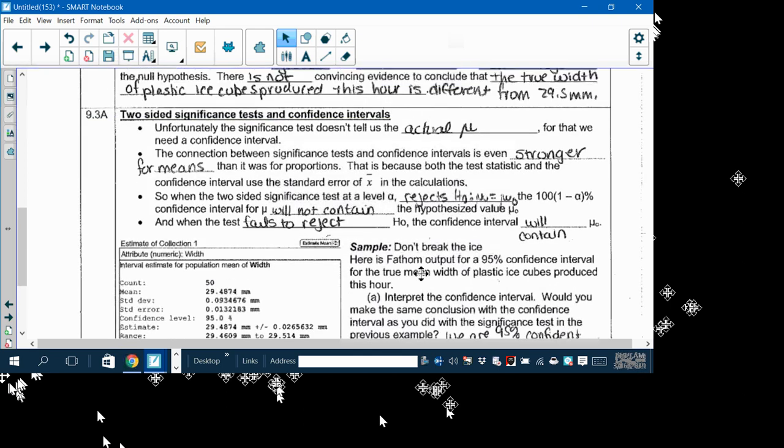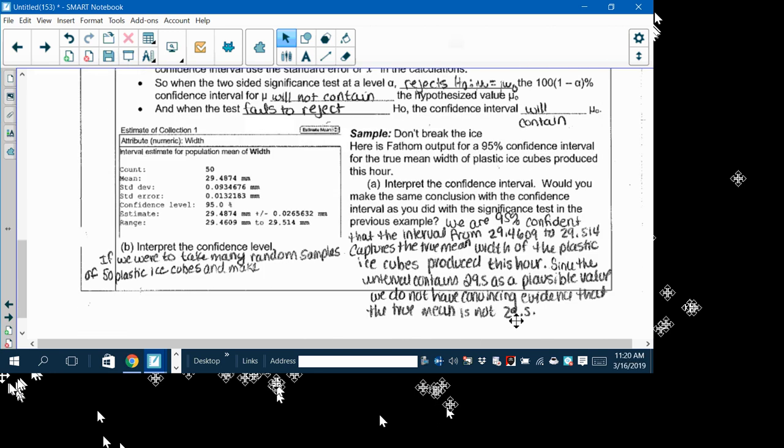But we're going to do this. A two-sided test at a 5% significance level is the same as a 95% confidence interval. They give similar information about the population parameter, but it's more specific with a confidence interval. Okay, so when the two-sided significance test at that alpha level rejects the null hypothesis, the confidence interval will not contain the hypothesized value.